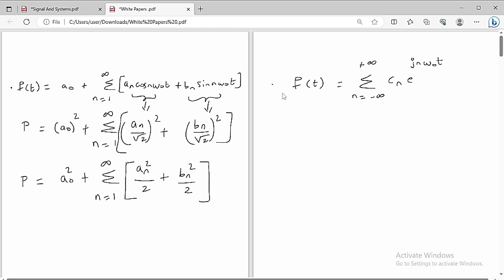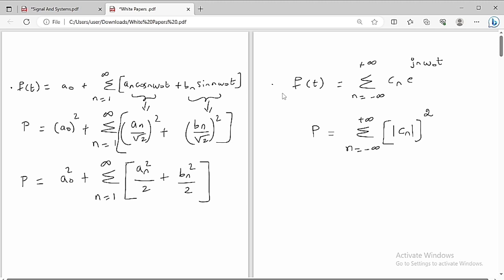As it's a periodic signal, we are going to calculate the power. So power is nothing but the sum from n equals minus infinity to plus infinity. Just take the magnitude of the Cn. I take the magnitude because Cn is a complex number, right? So what I'm going to do here is take the square of this.